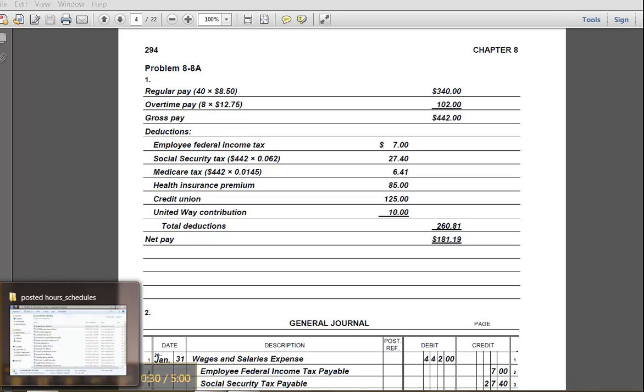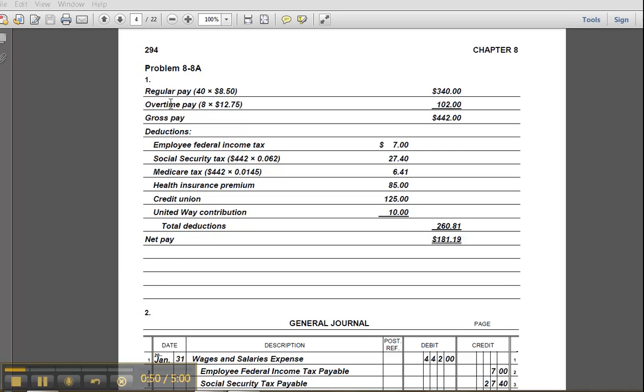He is also married and claims 3 withholding allowances, so we'll have to use our tax brackets to figure out the federal income tax withholding. And his weekly wages are subject to the following deductions. Those deductions are listed in your textbook at the back of Chapter 8 for Problem 8A. So we are going to calculate his pay.